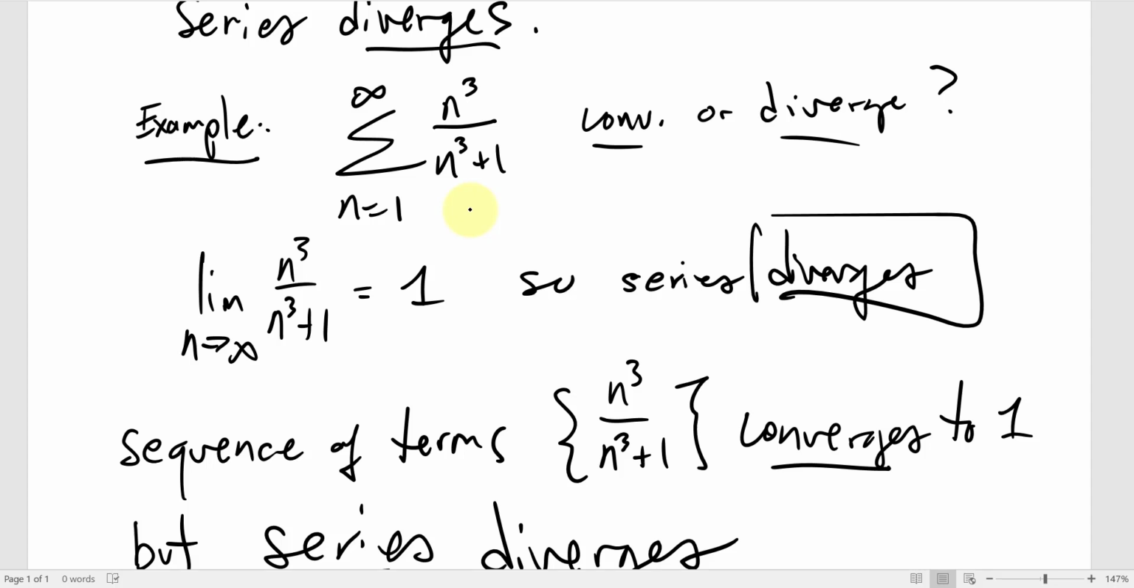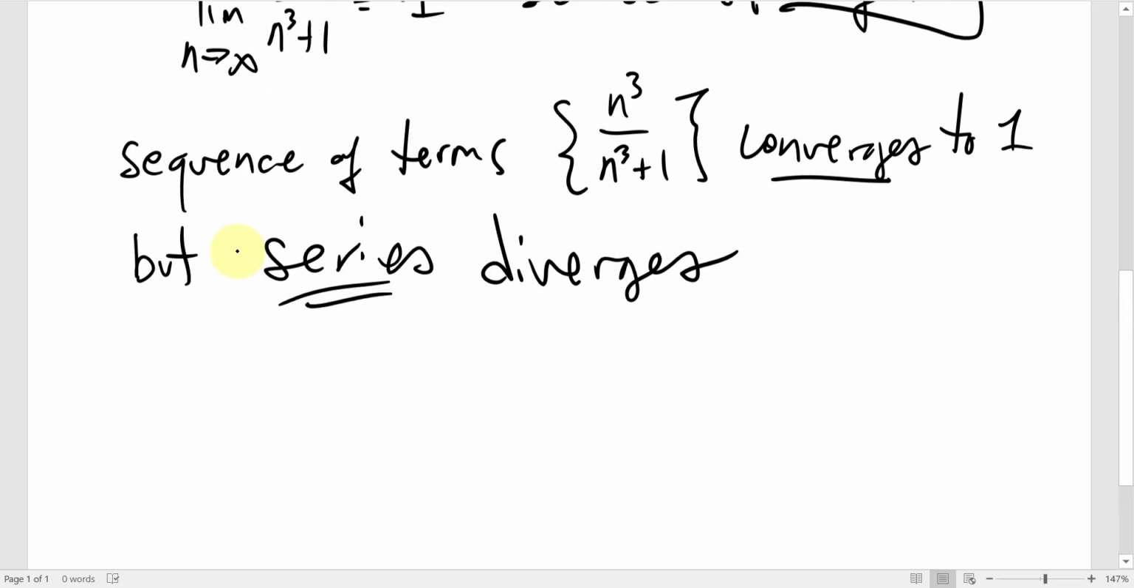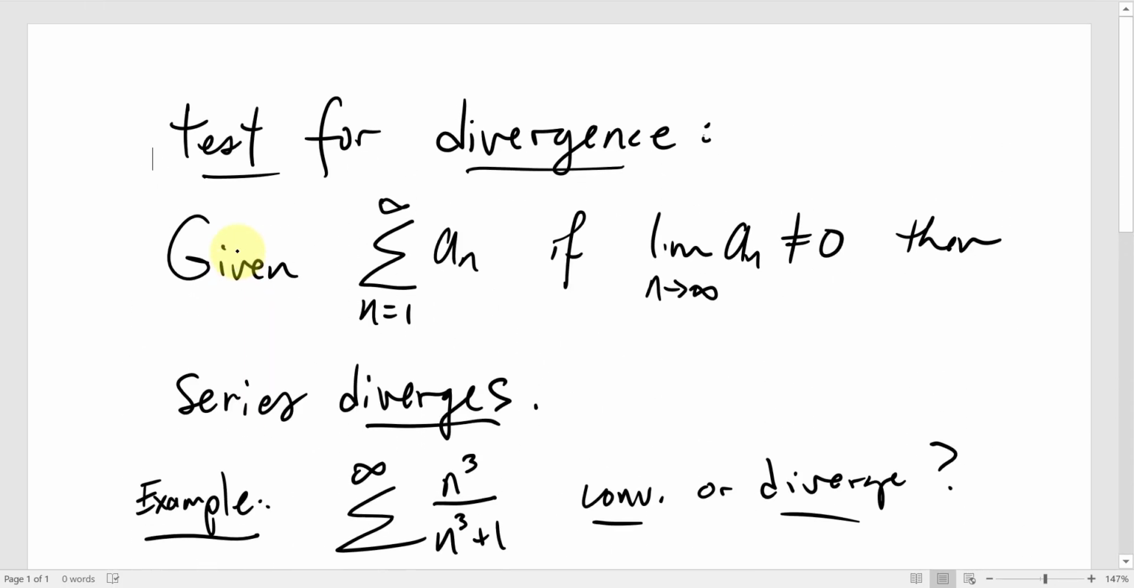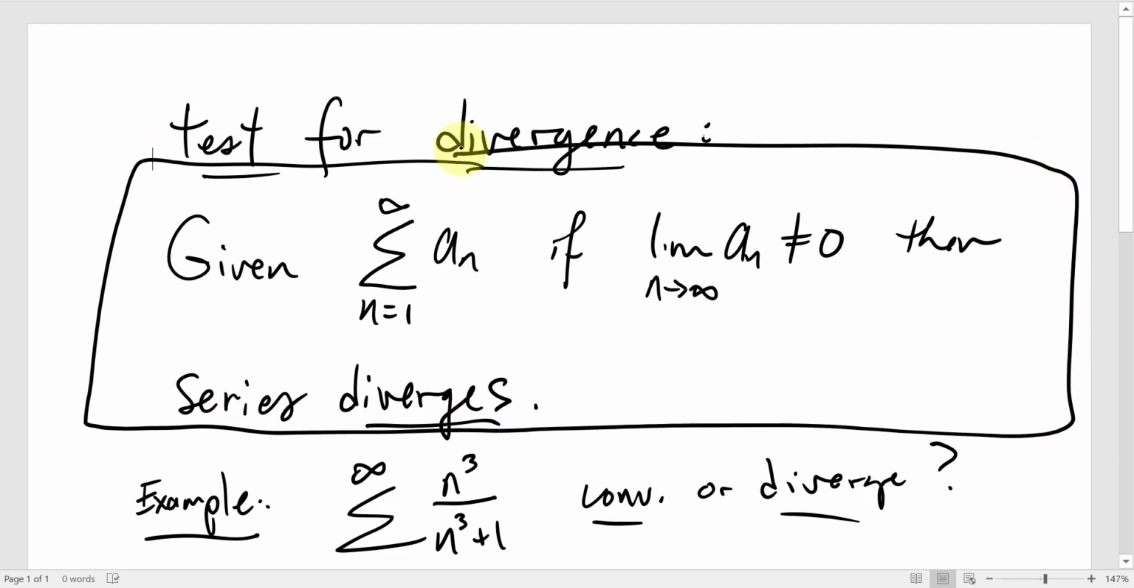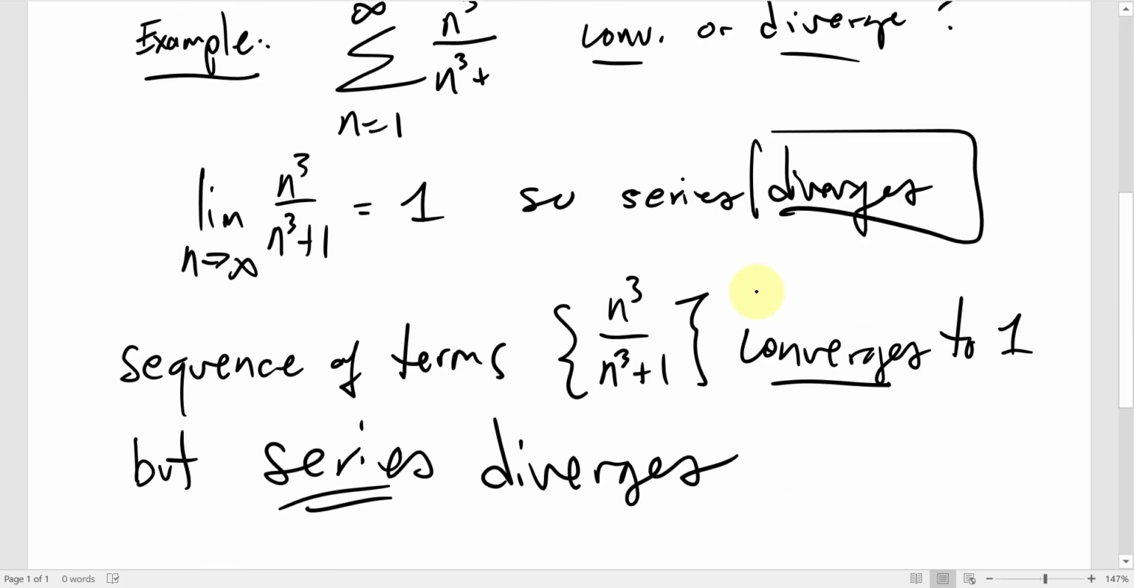But this is really a killer. Even if the terms do go to 0, it doesn't mean it'll converge. Right? We just saw that, so I want to make that point also. It's such an important and subtle point. This is one of the Calc 2 killers right there. If the terms don't go to 0, it will diverge. If they do go to 0, you don't have a conclusion.